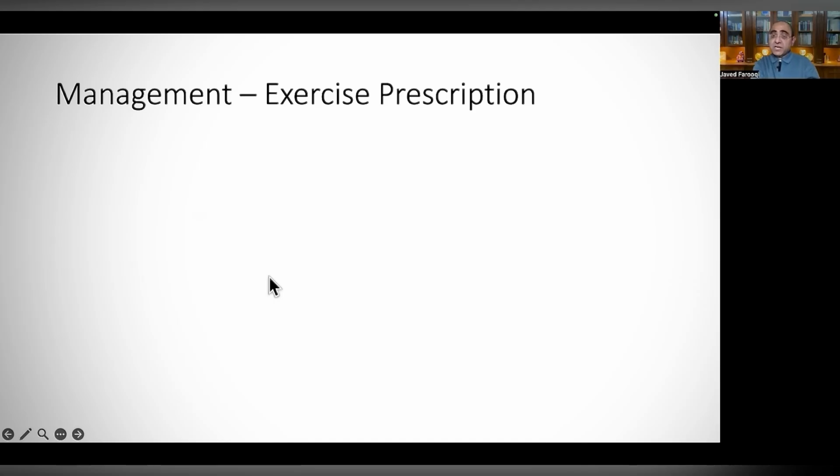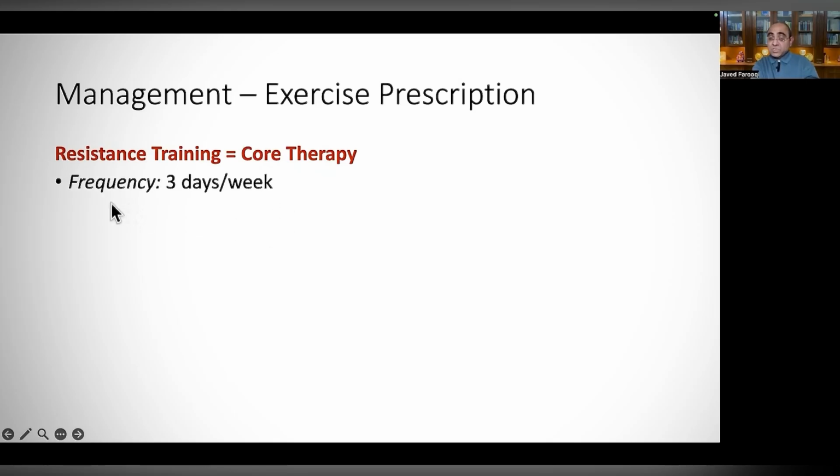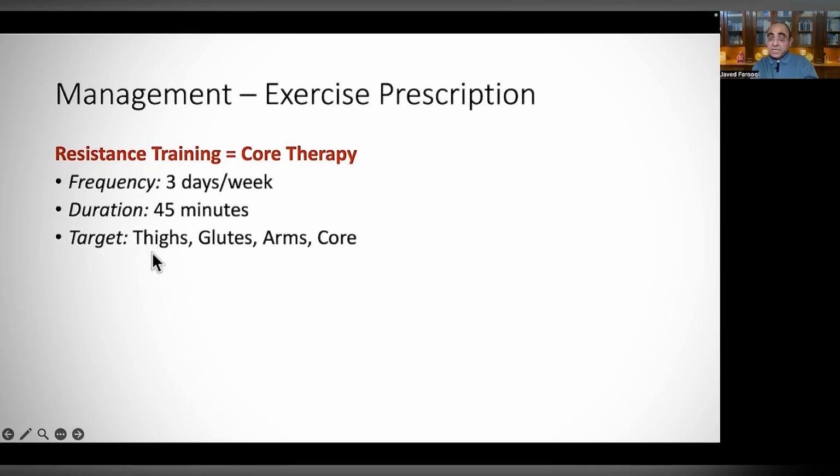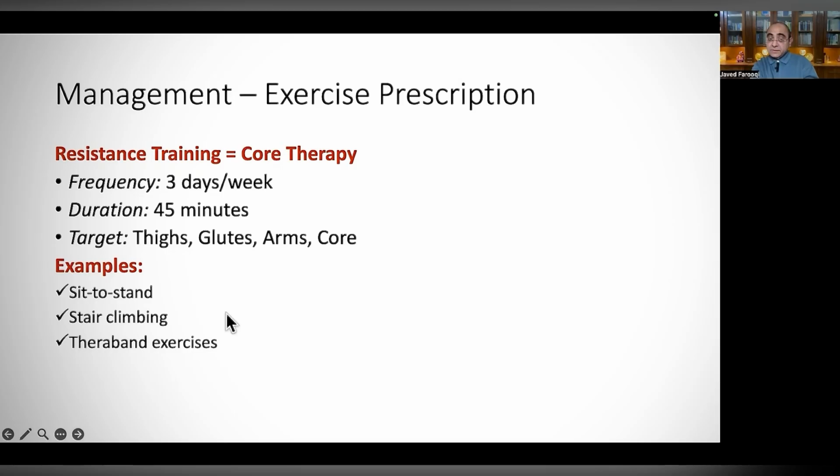Exercise, just like a drug, should be prescribed. How? Resistance training, it's the core therapy. You prescribe that it should be done thrice a week. Every session should last for 45 minutes. And the target should be to improve the thigh muscles, gluteus, arms, and core muscles. Examples of these are sit to stand, stair climbing, TheraBand exercise, leg press, and squats.